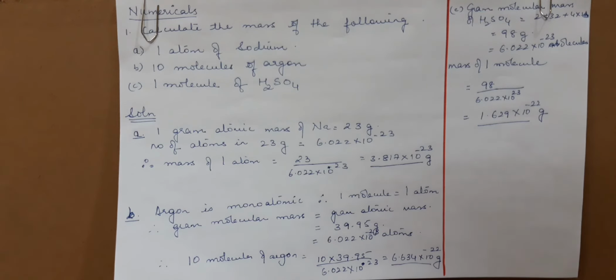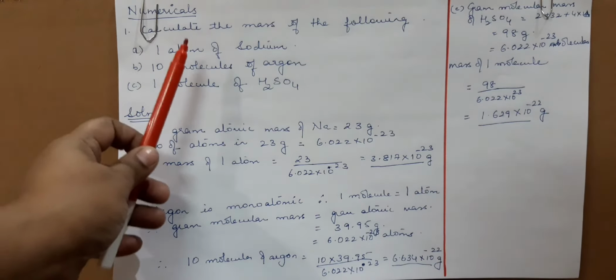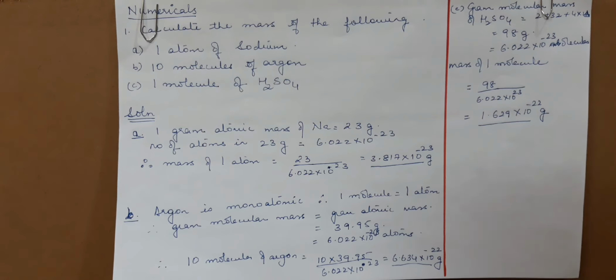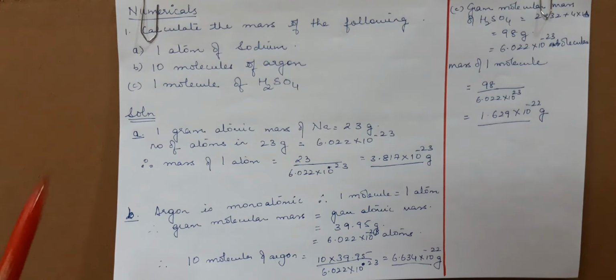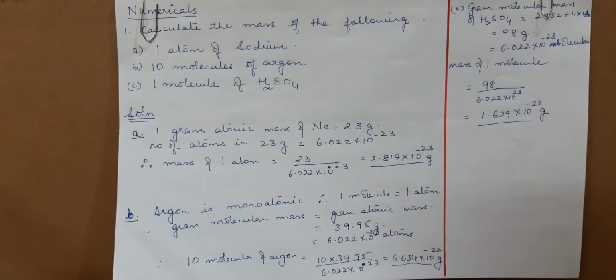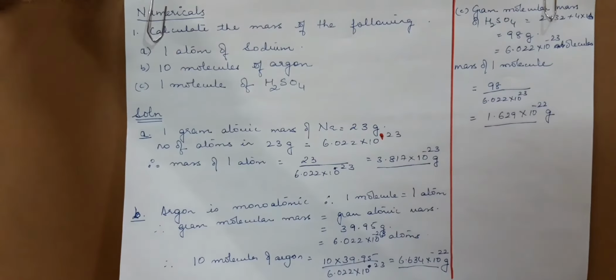So the first numerical: calculate the mass of the following. The first one, one atom of sodium. How to calculate the mass of one atom of sodium? Now we know 1 gram atomic mass of sodium is 23 grams. So the number of atoms present in 23 grams, because it's the atomic mass, would be 1 mole. And what is 1 mole? It is 6.022 into 10 to the power 23.